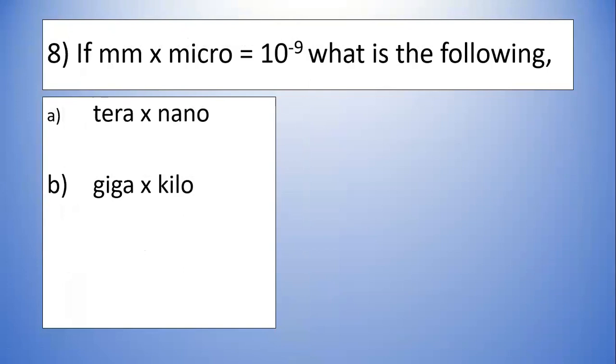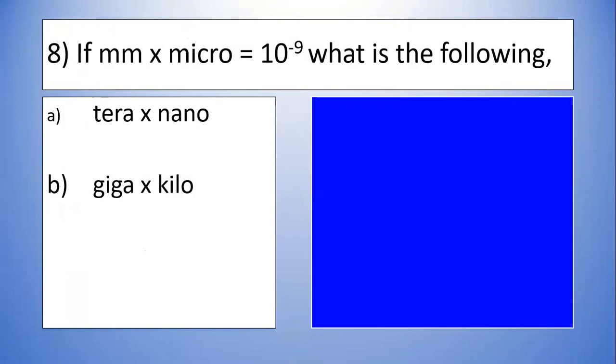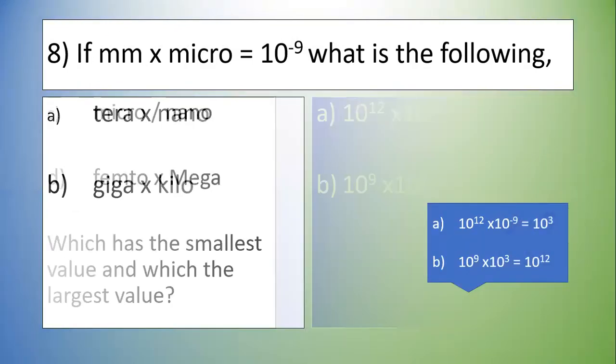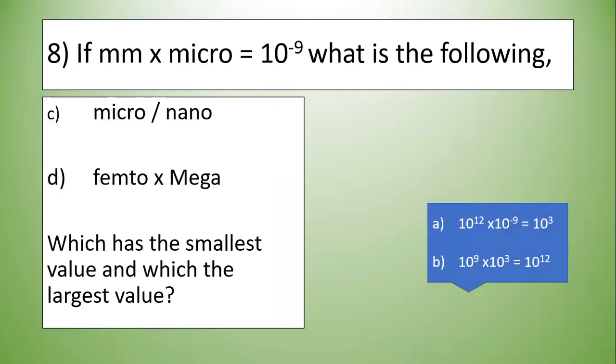And then you need to play with prefixes. Right? They give you an example. Milli times micro is 10 to the power minus 9. Tera times nano. Right? Work it out. Look at your tera, 10 to the power 12. Nano, 10 to the power minus 9. So 12 minus 9 is 3. Giga, 10 to the power 9. Kilo, 10 to the power 3. So 9 plus 3 is 12. Right? That's what we have calculated.